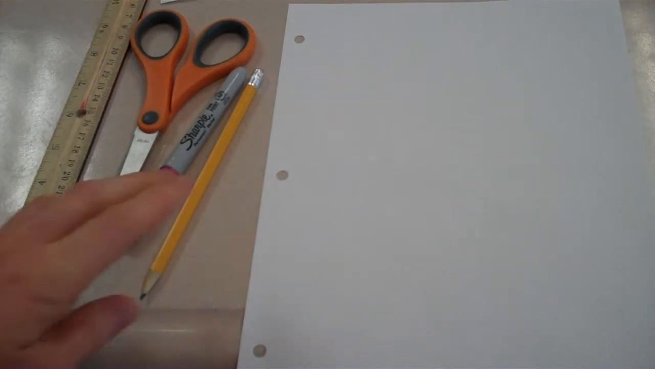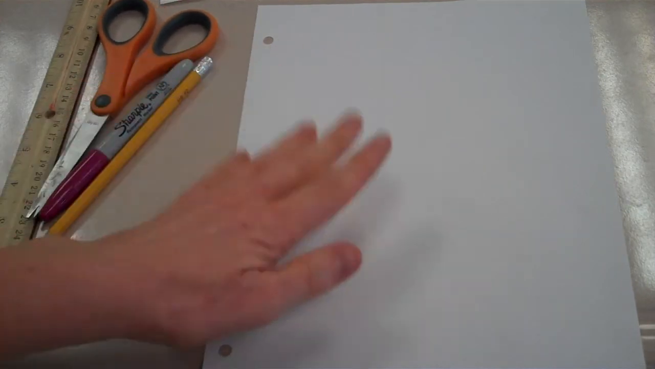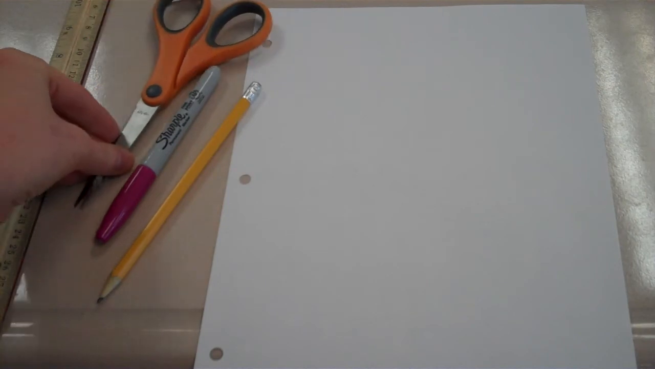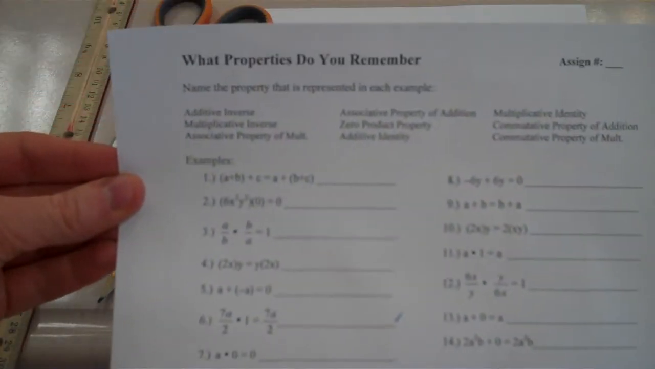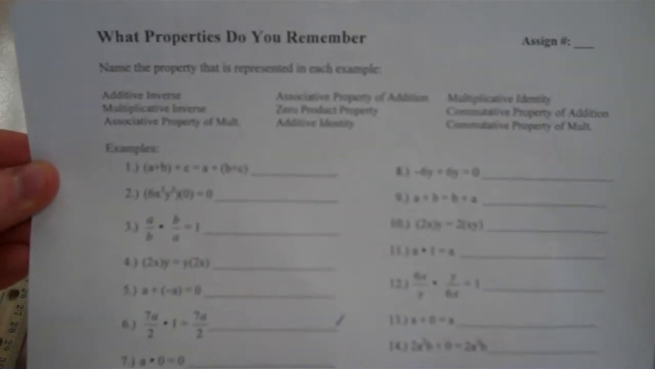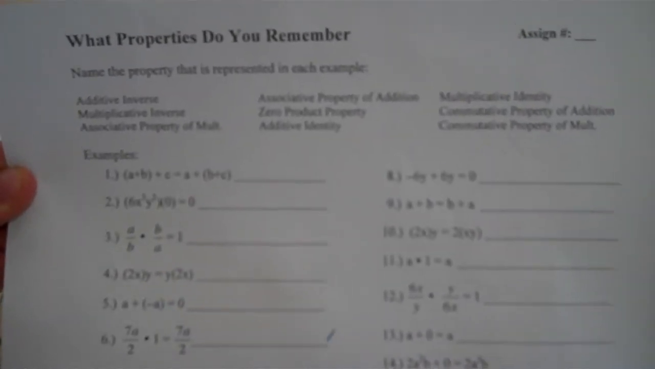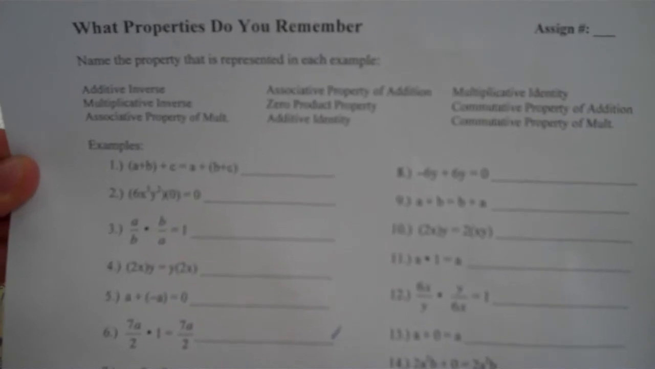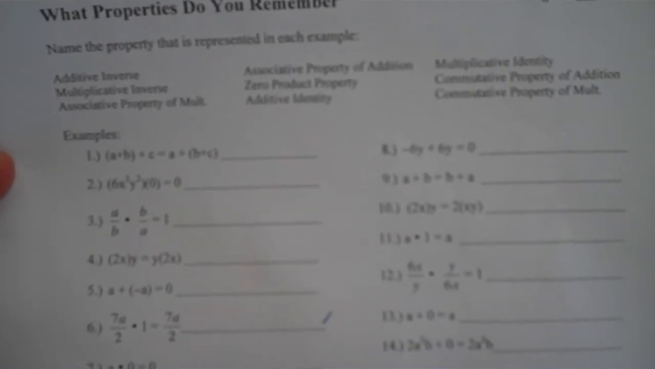Okay, today you're going to make a foldable, and you're going to make a properties foldable. So what you need is the piece of cardstock that I gave you. You need a pencil, a marker, some scissors, and a ruler, and in your notebook you should have something with all of the property names on it. It probably looks like this. You can also use the notes that we did in class, where you wrote down the properties and all of the examples. Okay, pause the video if you need to go get that stuff.